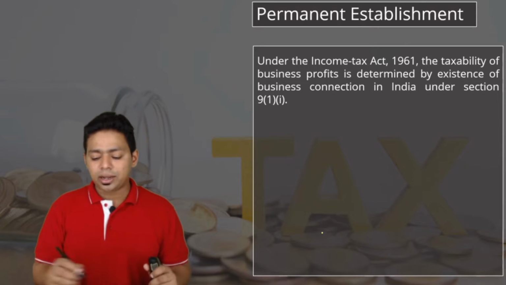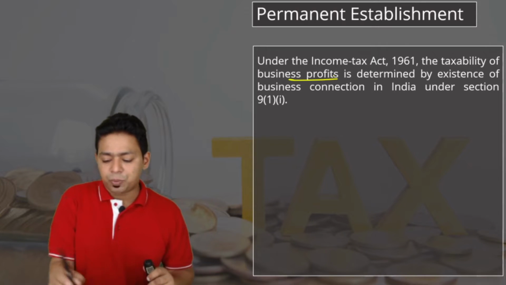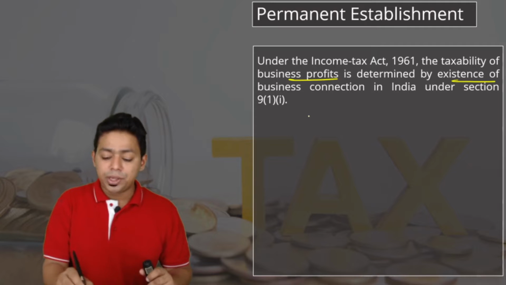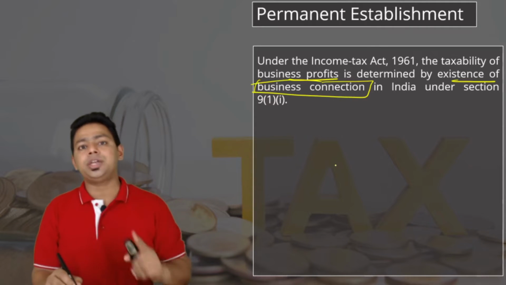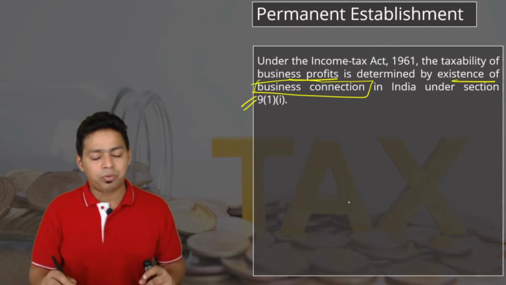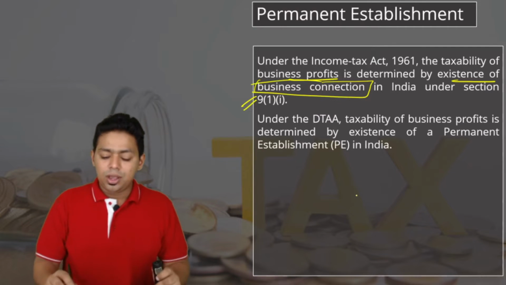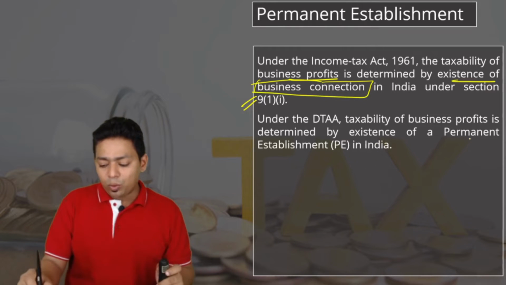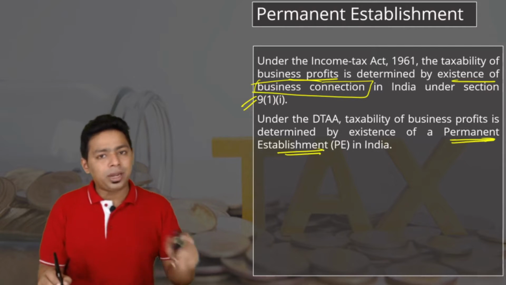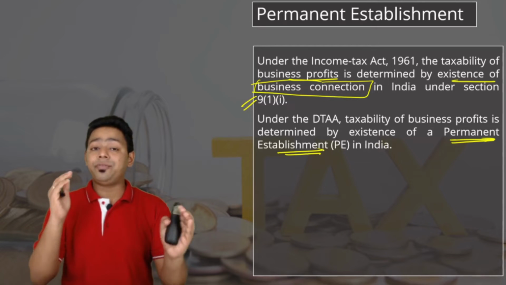Under Income Tax Act 1961, the taxability of the business profit is determined by the existence of business connection. So according to Indian income tax law, business connection is more important under section 9(1) that we have already discussed. Under DTAA though, income will become taxable in India only if foreign entities have a permanent establishment in India. So look at the differences.